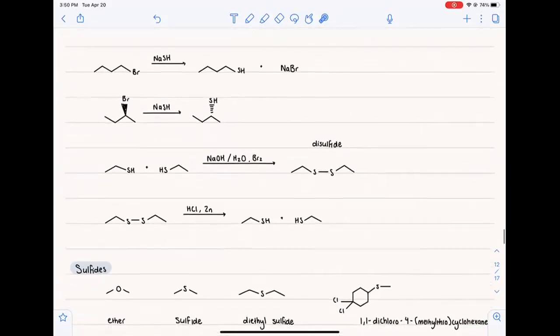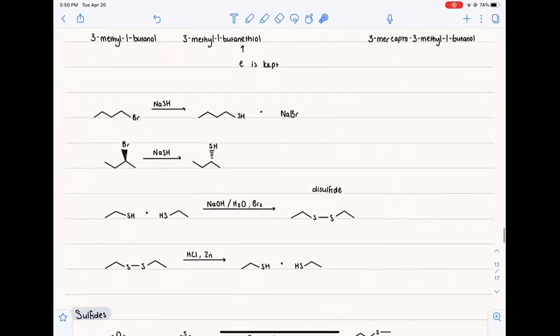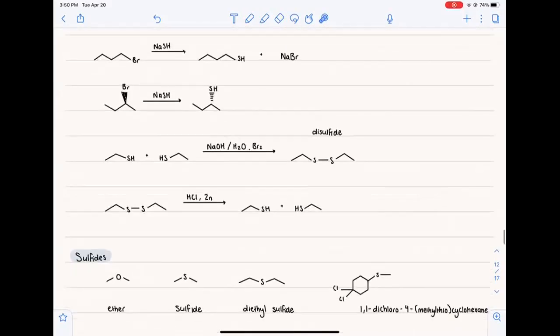I'm pretty sure all you guys had to know was a couple simple things in phenols. When we have it being added on, for some reason the E is kept. When it is a substituent, it's called mercapto, which I feel like is so fun. It's like my cat though, her cat though, mercapto. And then over here we have a substitution, so just NaSH. That is going to flip the stereochemistry.